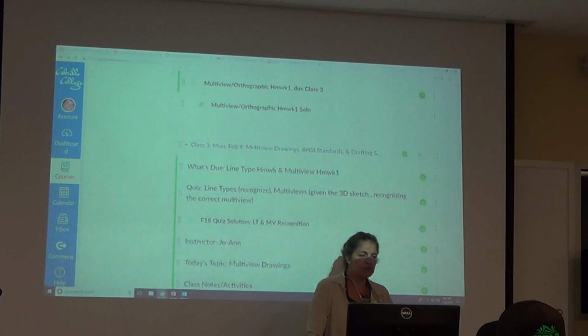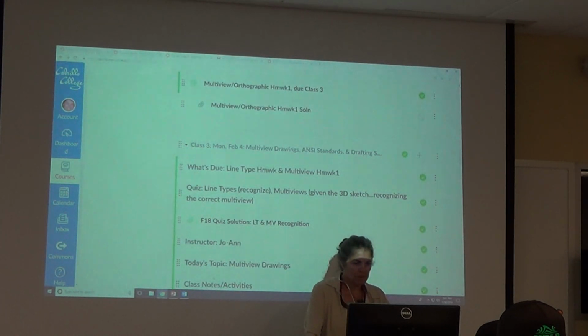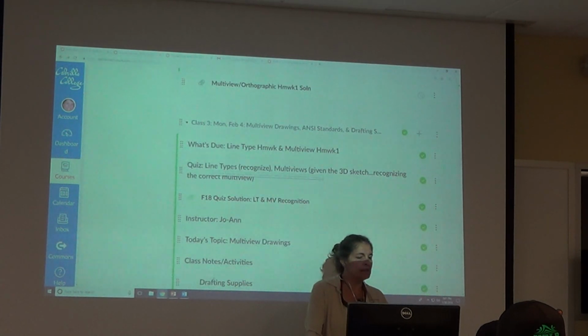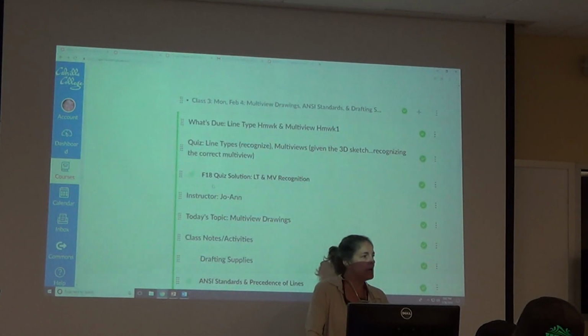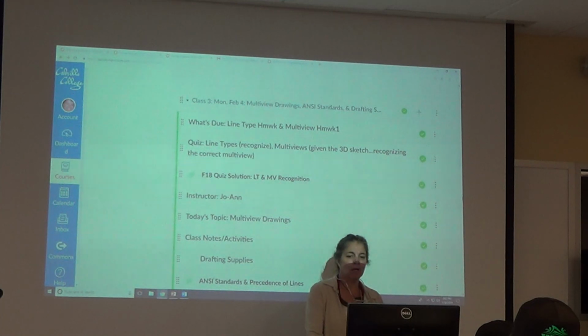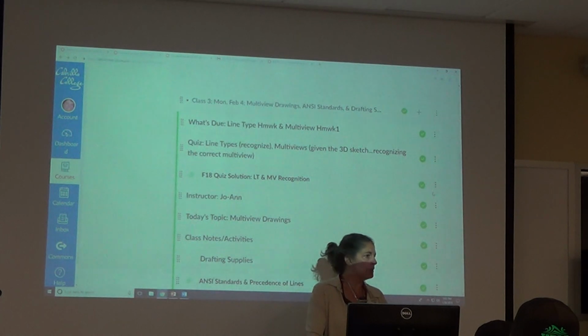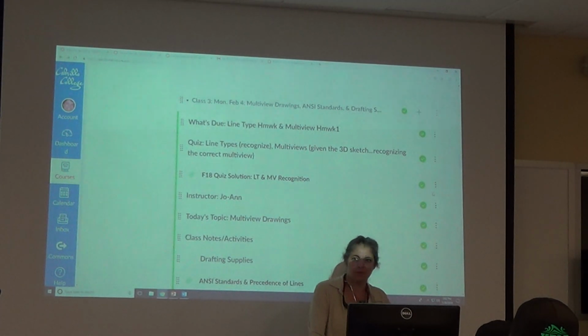What do you notice about class 3? What's different is what's due, and then this quiz. So that means we're starting our quizzes on Monday. And the first quiz is on line types. You have to be able to recognize the line types. And for multi-views, given the 3D sketch, I want you to be able to recognize the correct multi-view. I put last fall's quizzes and solutions on this website, so you have an example. It doesn't mean it's going to be very similar, but it's one example of what I used last semester. Okay?